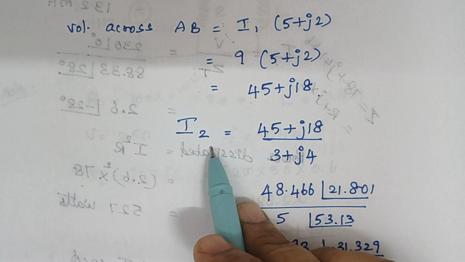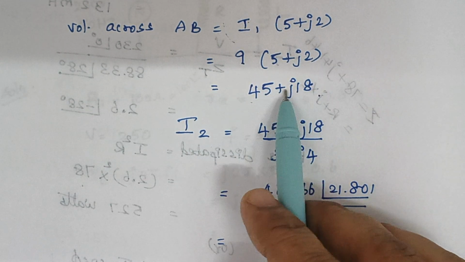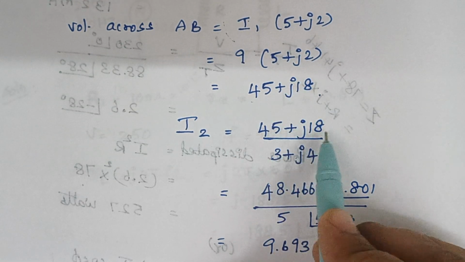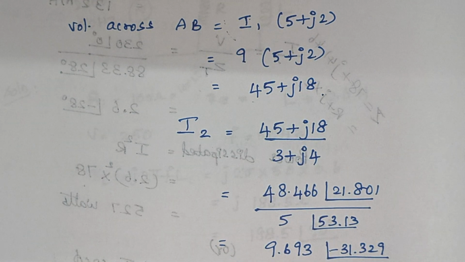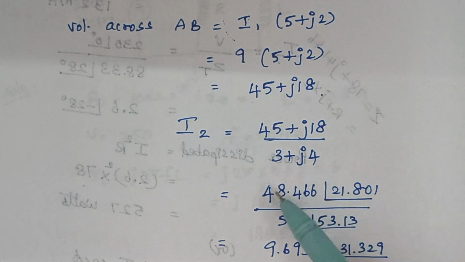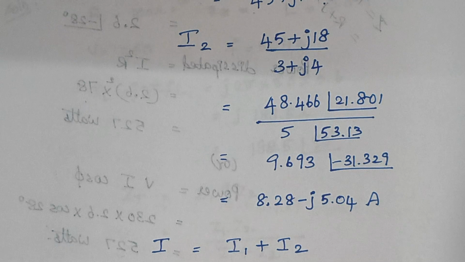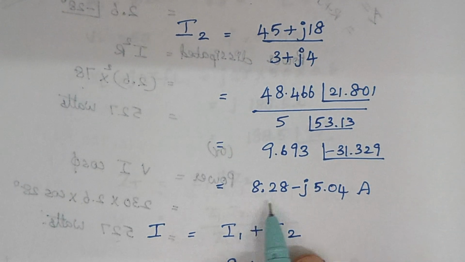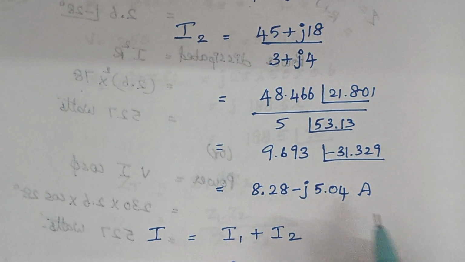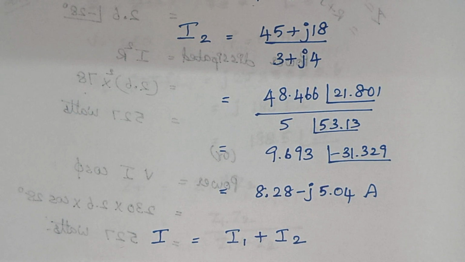Because we know the value of voltage. So V by Z, where V is 45 plus J18 and the value of impedance is 3 plus J4, right? So again when you solve these values, finally we are ending up with the answer as 8.28 minus J5.04 amps, right?